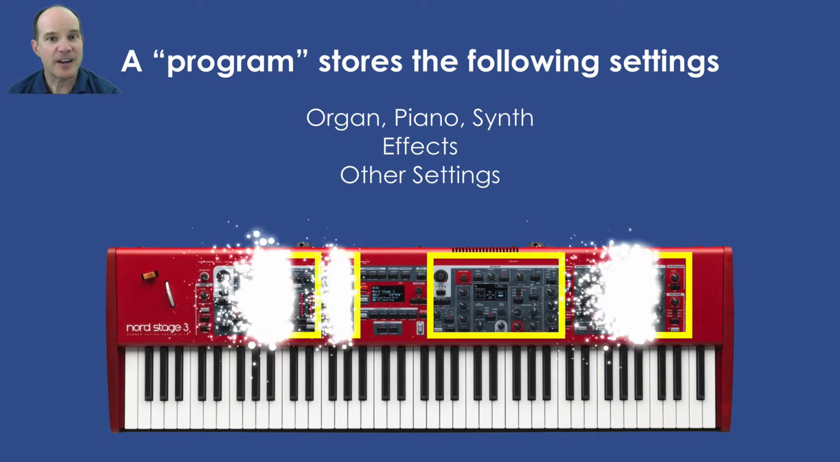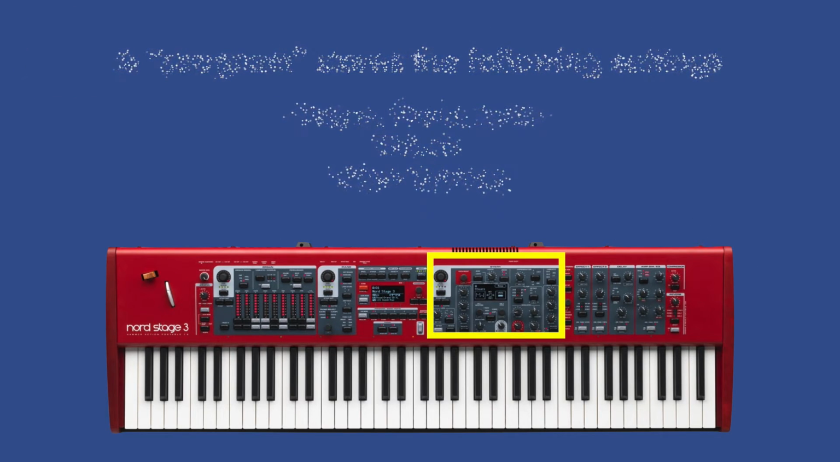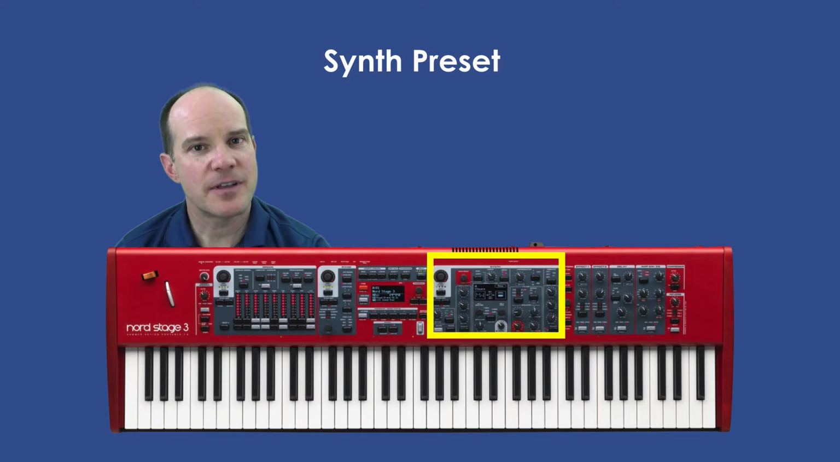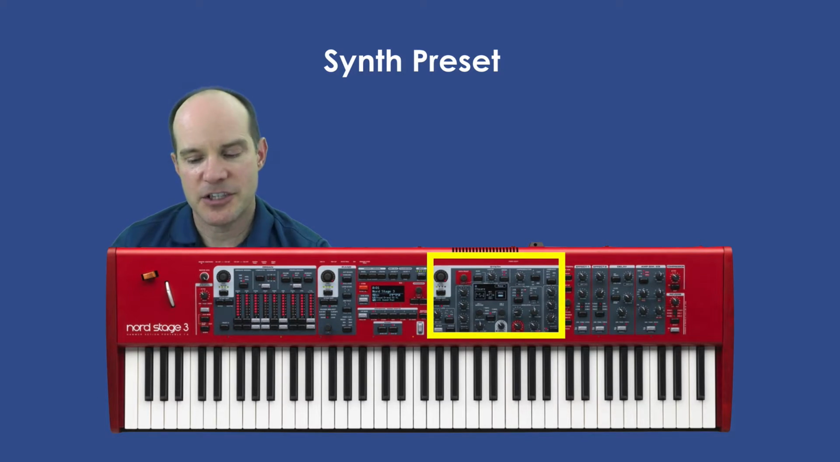Well, there's a separate area of the Nord Stage 3, specifically called a synth preset. And this preset area, you can think of it as almost like a miniature program area. In other words, the program area stores the whole Nord Stage 3 keyboard setting. In other words, you change from sound A to sound B, and all your settings change across all the engines. The synth preset really just controls the synth engine by itself.